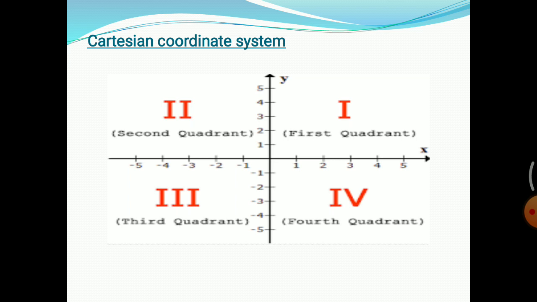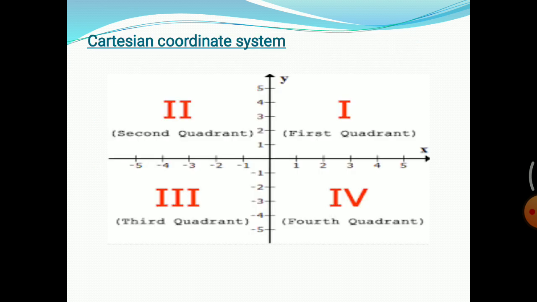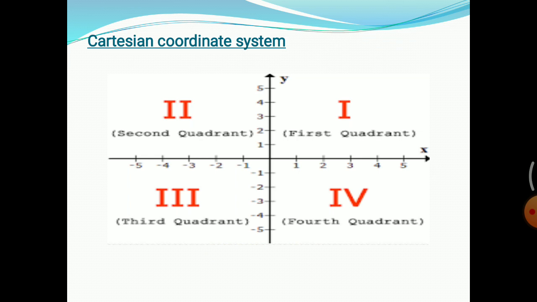So how do we get this information? There is a rule that from the origin to the right all the x values are positive, and from the origin to the left all the x values are negative. From the origin in the upward direction all the y values are positive, and from the origin in the downward direction all the y values are negative. For the z axis, the z value above the surface is positive and the z value inside the surface is negative. So this is called the Cartesian coordinate system, which is very helpful when we are writing a CNC part program.